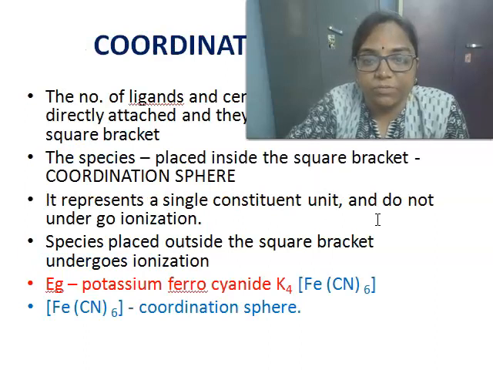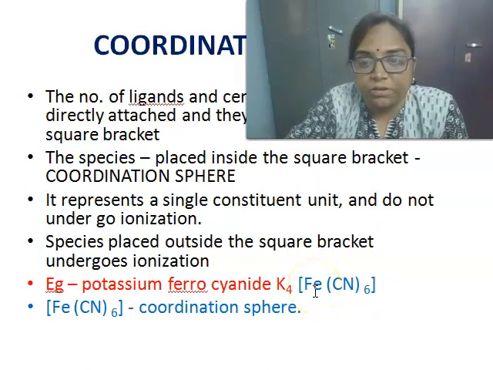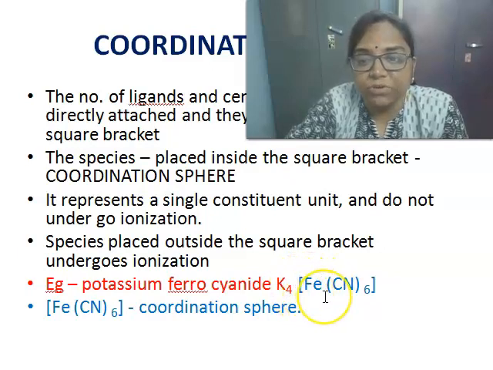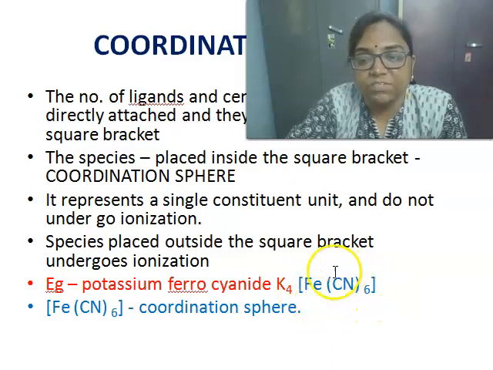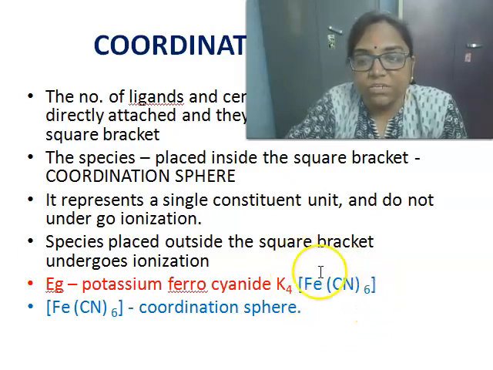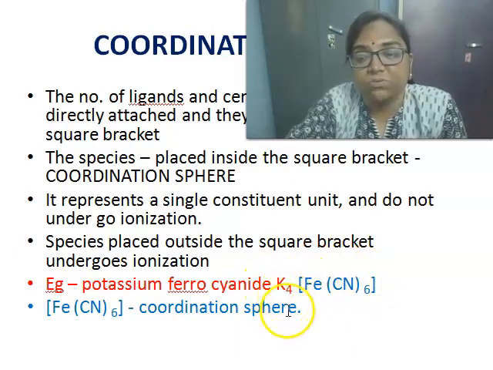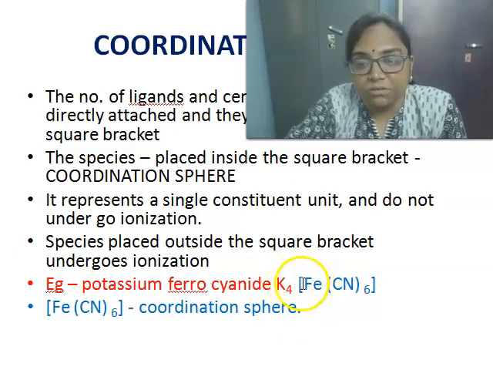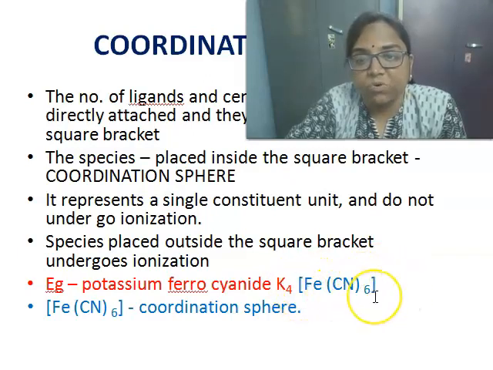Then comes the coordination sphere. The species placed inside the square bracket, that is Fe attached to these 6 cyanide ligands, is called a coordination sphere. This represents a single constituent unit. It never undergoes any ionization. It doesn't lose its identity even in aqueous medium. So this is called the ferrocyanide ion, a complex. Whereas the species placed outside the square bracket undergoes ionization. The single constituent unit placed inside the square bracket is called the coordination sphere.